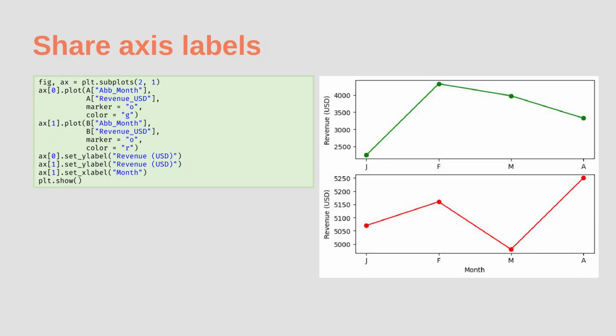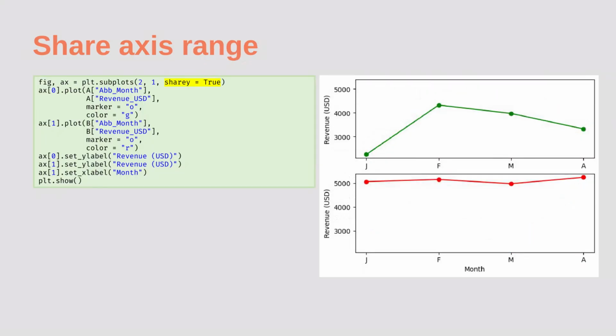We can also add y-axis label to each subplot to describe the data. Since the plots are stacked vertically, we can only add one x-axis label to the bottom plot by setting it on the second element in the array. When we display the figure, each subplot is clearly labeled and easy to interpret.